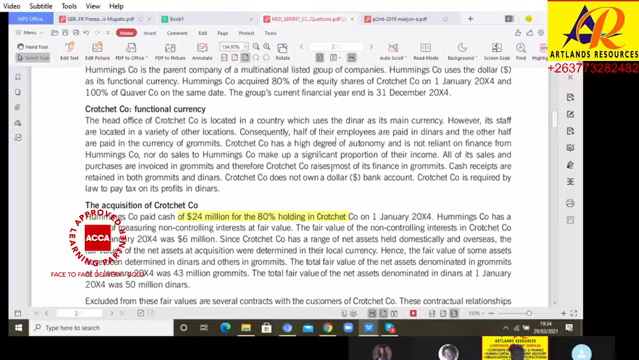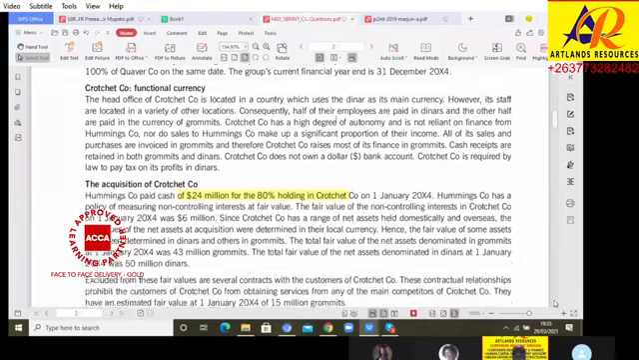And therefore, Crochet raises most of its finance in grommets. So even if we want to raise finance, we are raising in grommets. Cash receipts are retained in both grommets and dinars. Crochet does not own a dollar bank account. Crochet company is required to pay tax on profits in dinars. So clearly, you can reasonably conclude and say dinar is the functional currency.